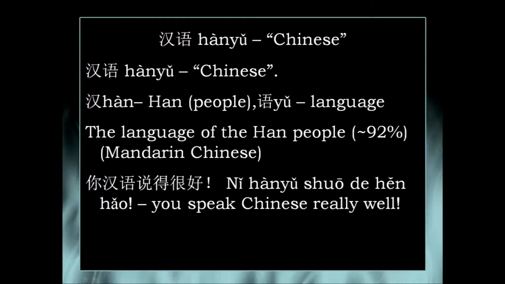The second word is 汉语, which obviously also means Chinese, but the origin of these characters and the meaning of the word is different. So 汉 means Han, the people. China has different ethnic groups, and the Han group is the largest of all of the ethnic groups in China, constituting about 92% of the population. 语 is short for 语言, which means language. So 汉语 means the language of the Han people, again 92% of the population, which basically means Mandarin Chinese.